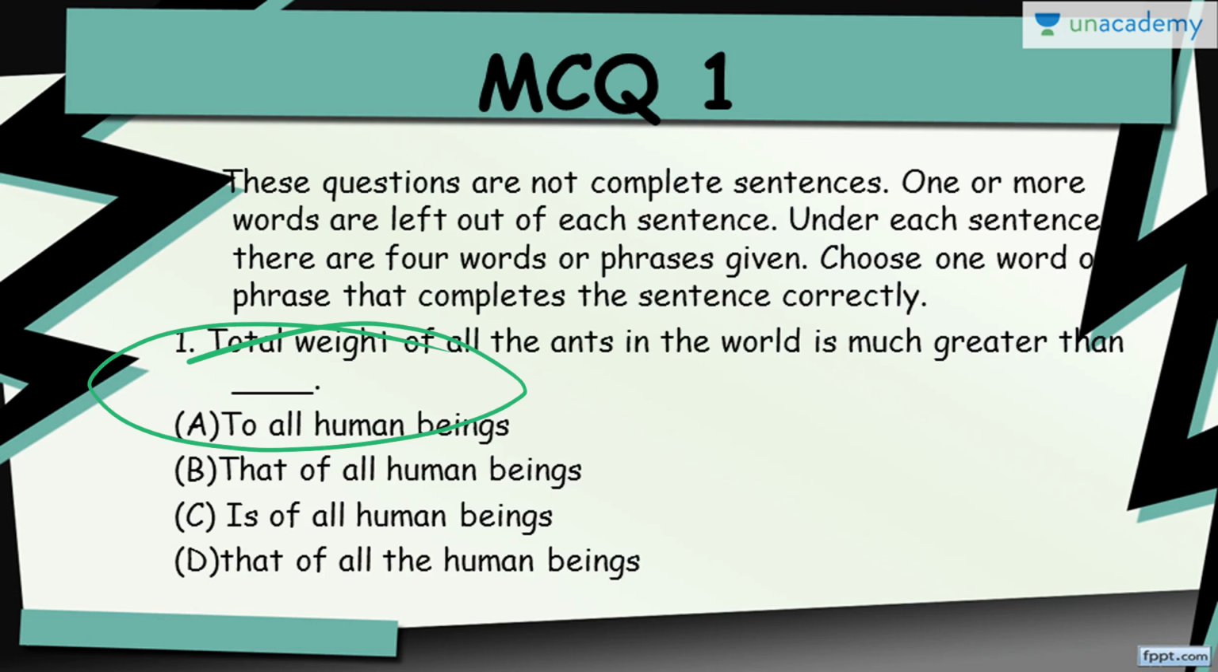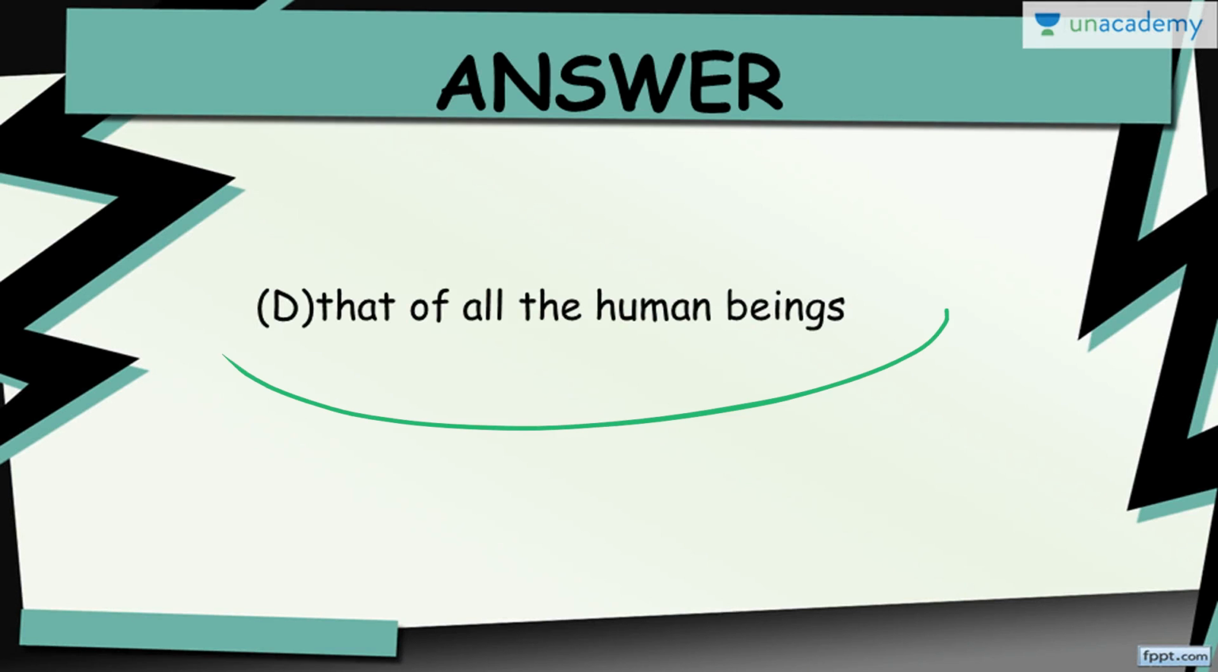The question is, total weight of all the ants in the world is much greater than, and here's the blank. You have to fill A, to all human beings, B, that of all human beings, C, is of all human beings, and D, that of all the human beings. You can take your time, think of the answer for 10 seconds. Yeah, so the correct answer to this question is D, that of all the human beings.